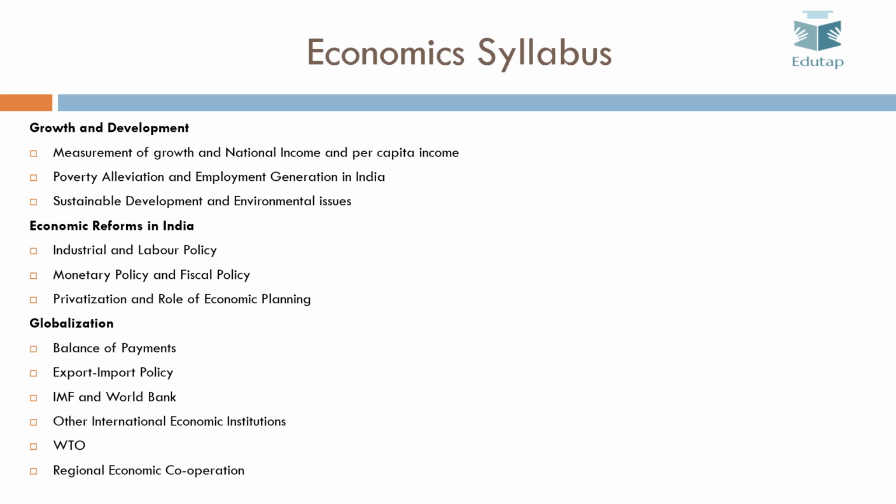So friends, here is just a quick look at the economics syllabus. When you talk about economics, we can place it under various tabs like growth and development. You have 3 chapters: measurement of growth and national income, poverty alleviation and employment generation, and sustainable development and environmental issues. Then economic reforms in India.